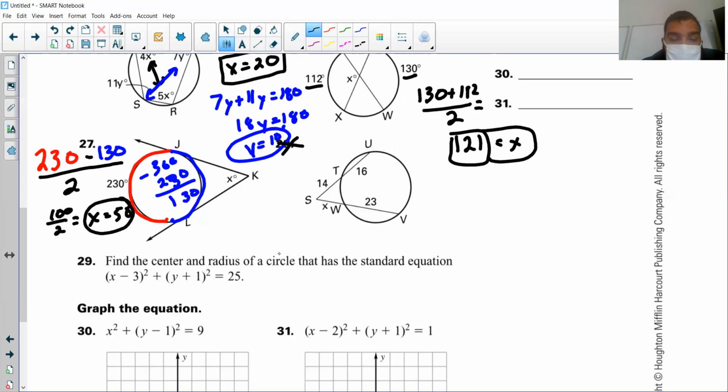28, 29, 30, and 31. We have not done 29. So we haven't done those, so we are not going to have that on the test.